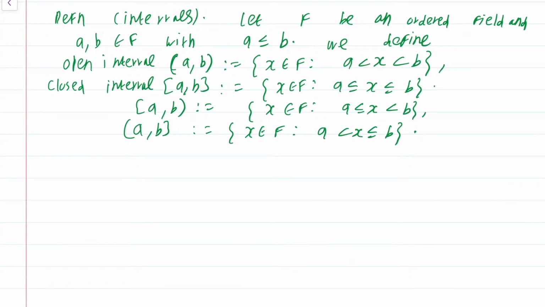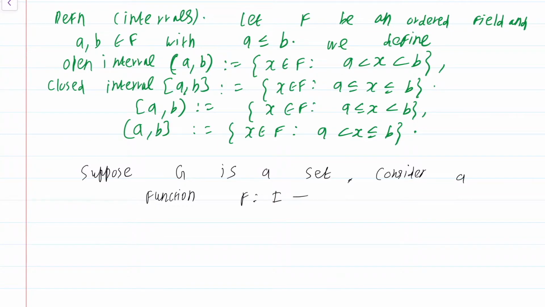Before that, let me just talk about index set. So suppose G is a set. Now we want to refer to an indexed collection. That just means that I consider a function f from another set I to G that is bijective.